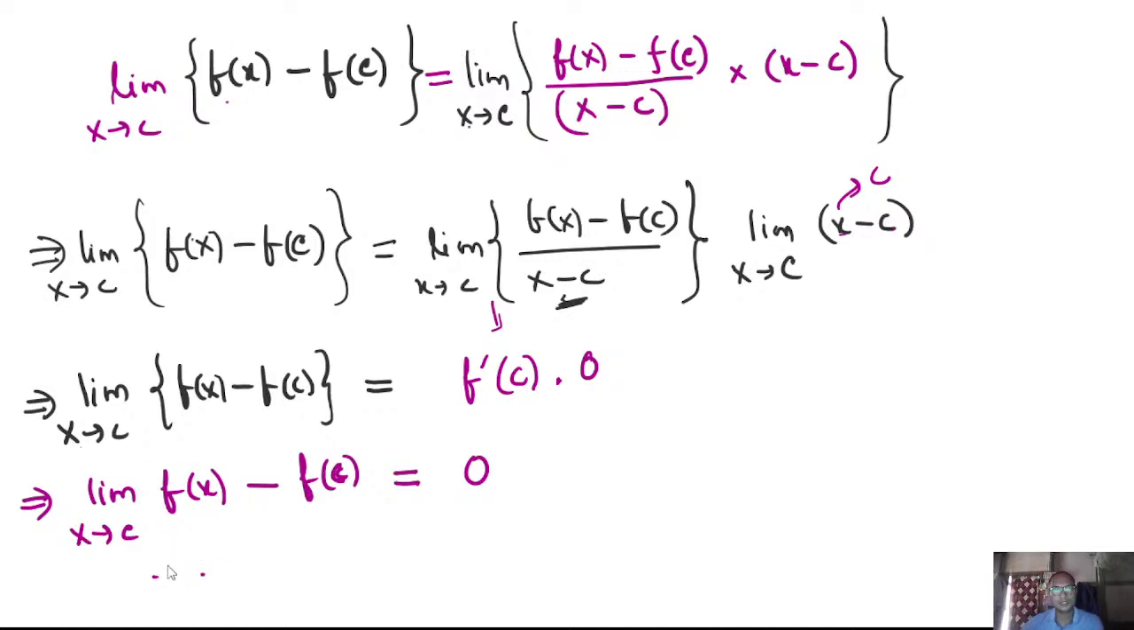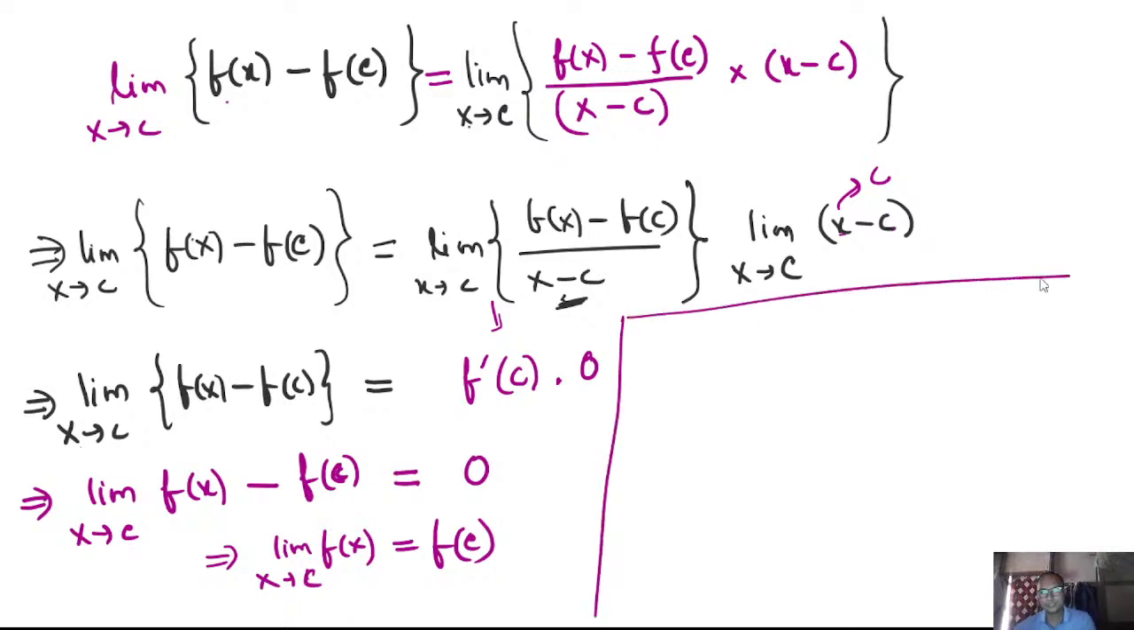So what we are getting here is that the limit of f of x as x tends to c is equal to f of c. Therefore f of x is continuous at c. If a function is differentiable, then it is continuous. So if a function has a derivative, then the function is continuous. Okay, that's it.